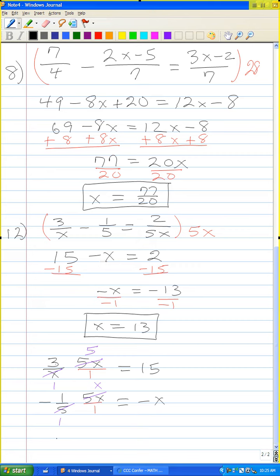And lastly, 2 over 5x times 5x. The 5x's cancel, so you just get 2.